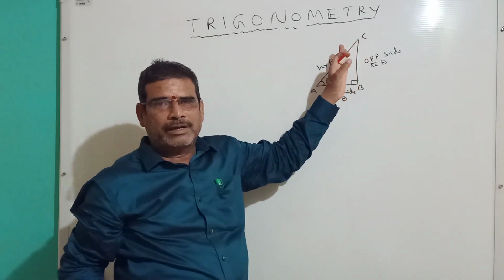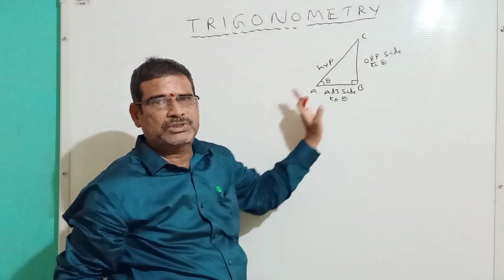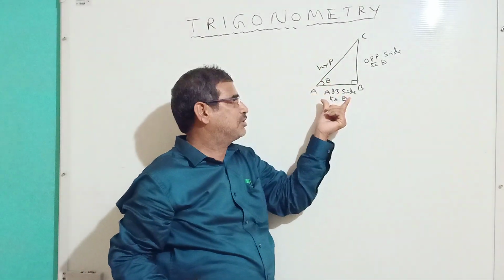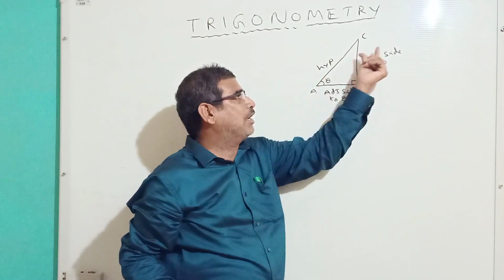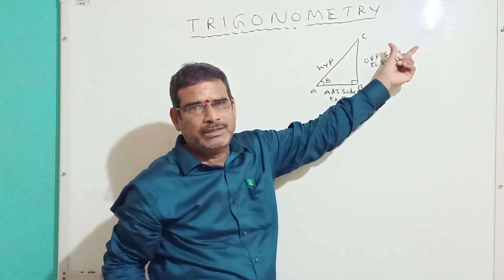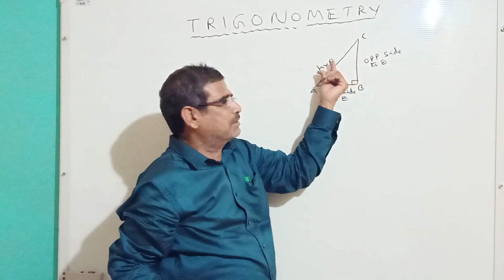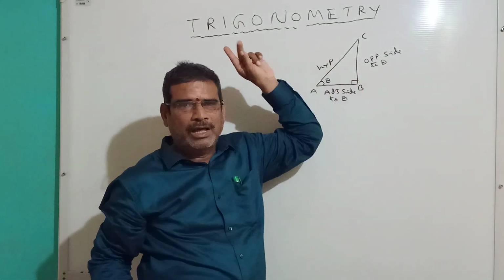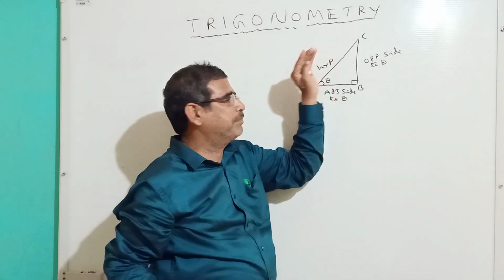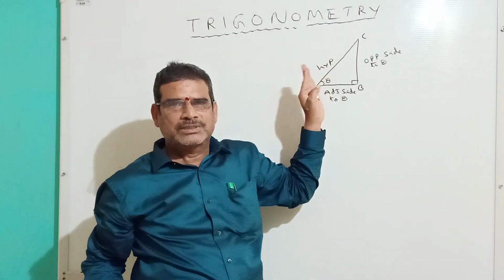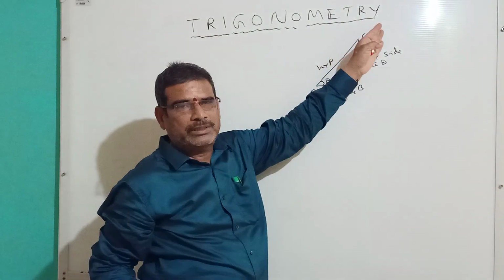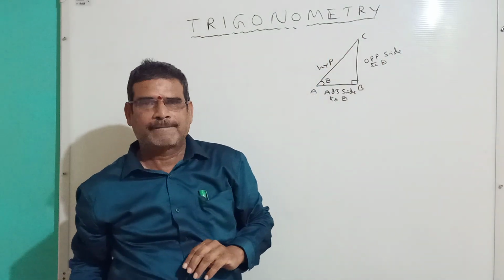In a right angle triangle, you have to know this terminology. If we take the angle here, this is called the adjacent side, this is opposite, so this is called the opposite side. The side opposite to 90 degrees is always called the hypotenuse. Hypotenuse means the side which is opposite to 90 degrees. So this is regarding the right angle triangle.